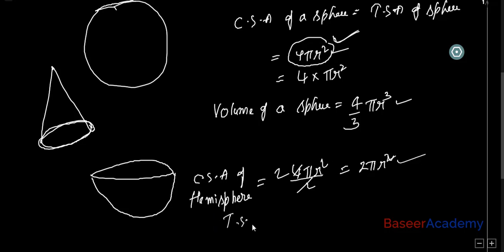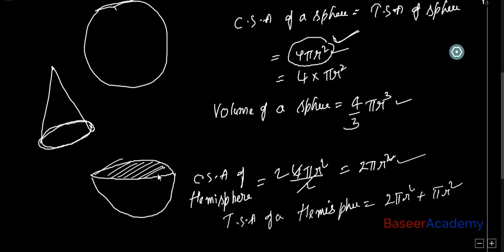Now total surface area of a hemisphere is 2 pi r square plus pi r square, because if you look at a hemisphere, it has one flat surface in the shape of a circle, and the area of the circle is pi r square, obviously, right? So the curved surface area of hemisphere, we have it as 2 pi r square, plus we take the flat surface area of this surface, which is pi r square. 2 pi r square plus pi r square is nothing but 3 pi r square. 3 pi r square is the total surface area of a hemisphere.